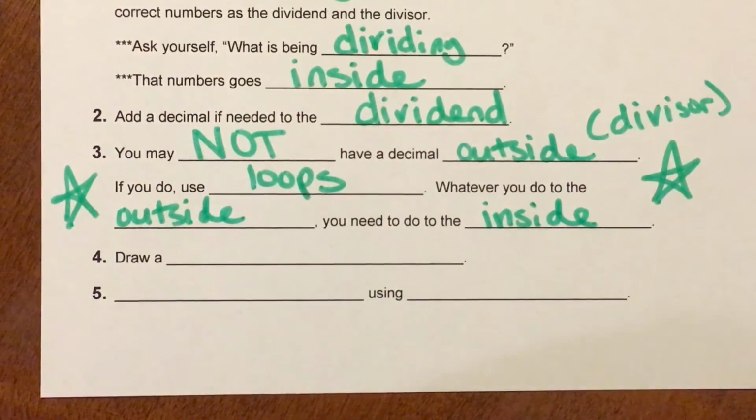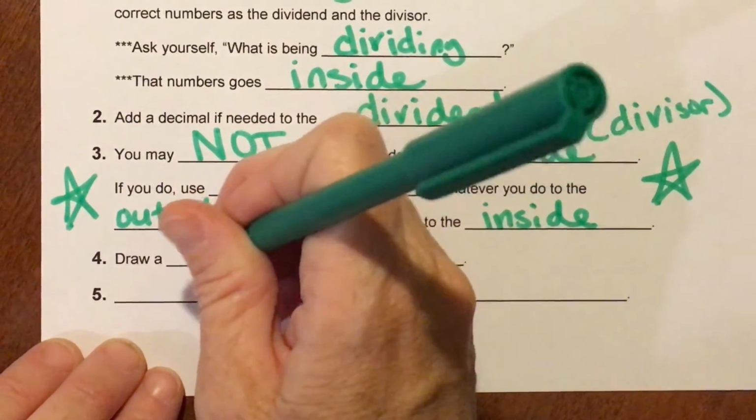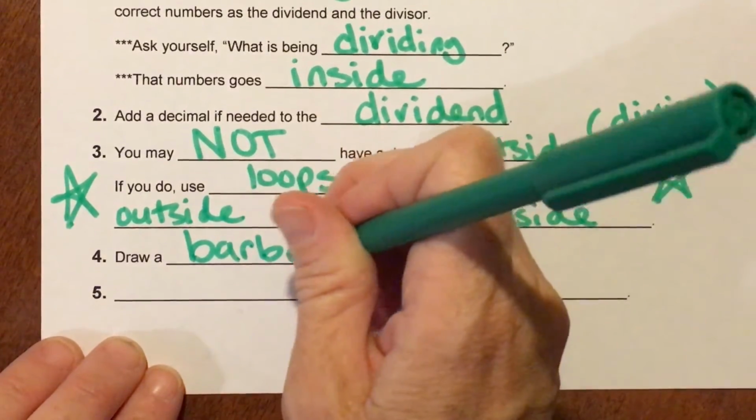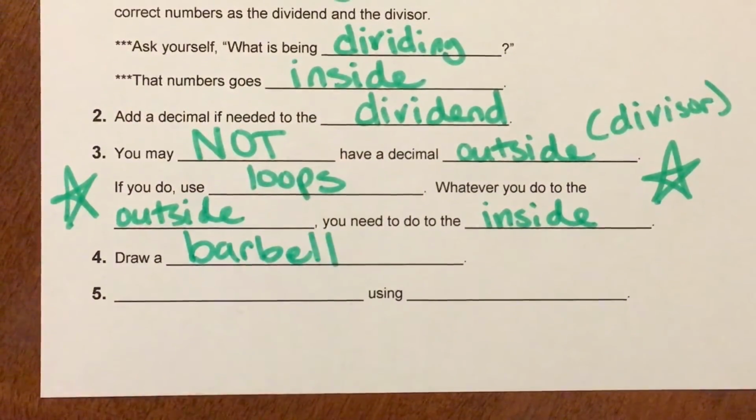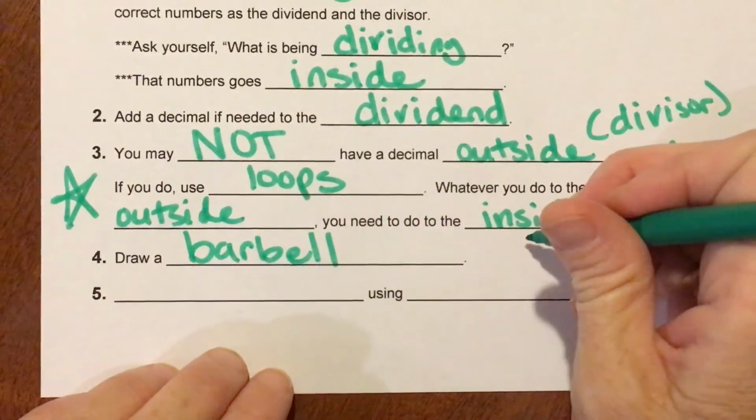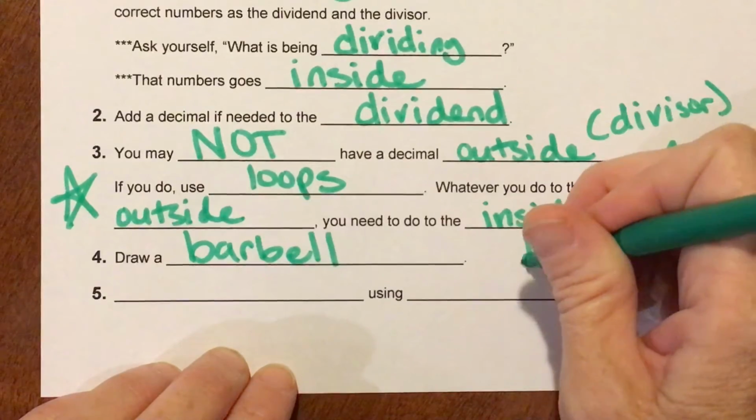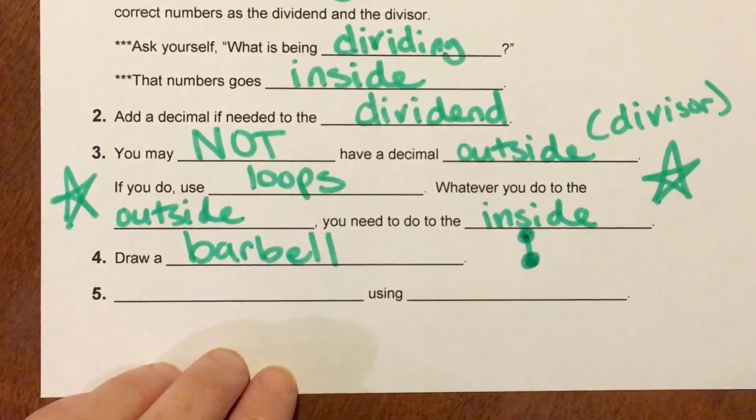Okay, then we're going to draw something called a barbell. Many of you might not know who Popeye is, but I always think of Popeye with this. A barbell is one of those old-fashioned weights where it has a long bar and then just two big balls on the end. So we're going to draw a barbell like that.